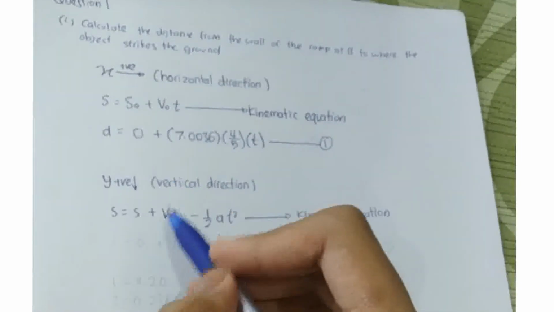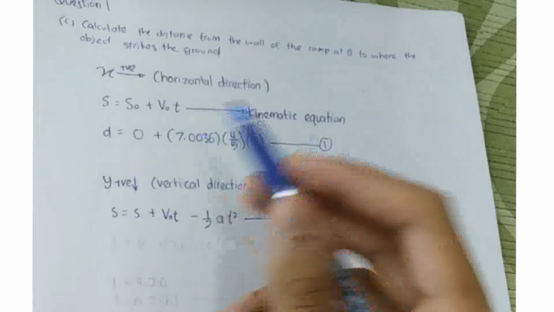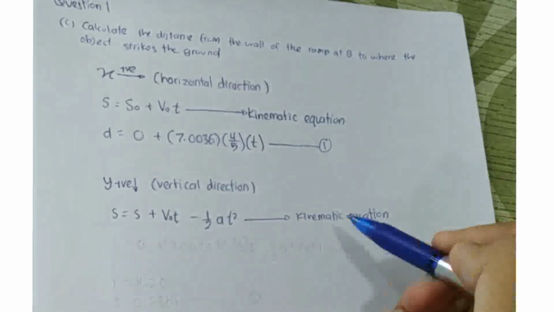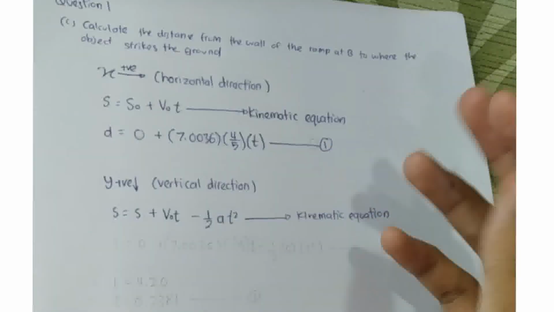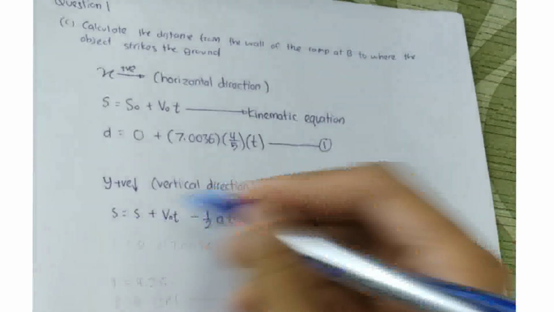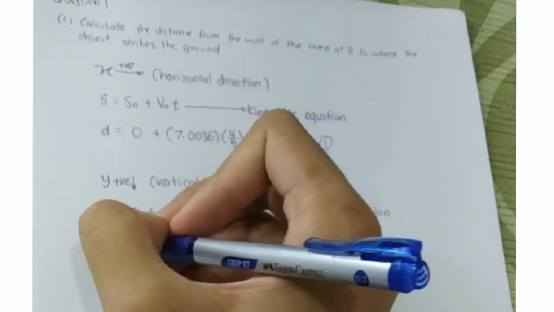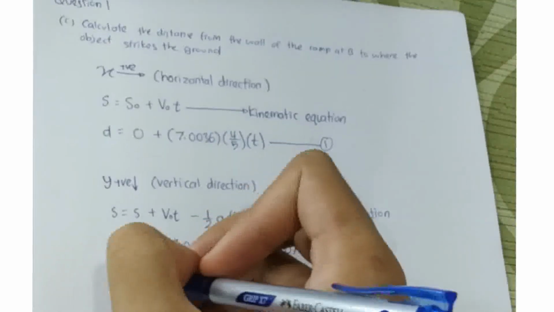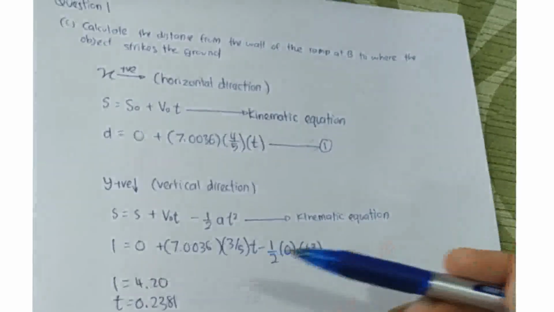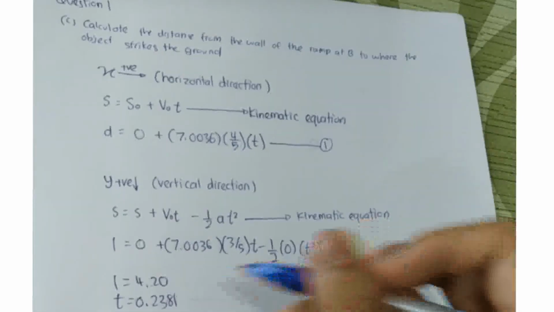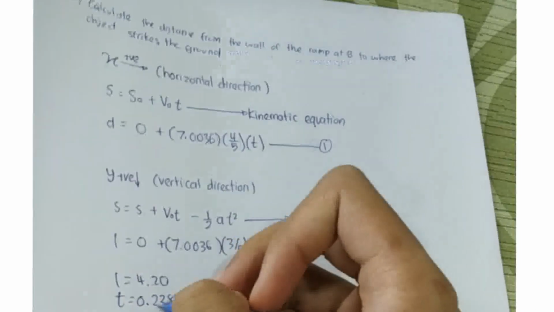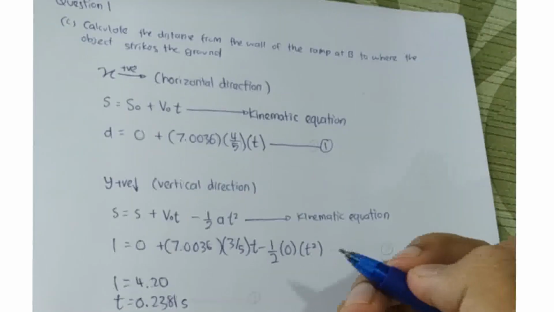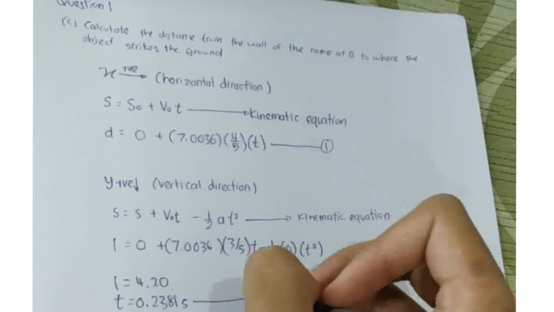Next, we go through the vertical direction for the y-axis. We use this kinematic equation. Then we put all the given input into the equation. So we obtain the value of t is equal to 0.2381 second. So this is the second equation.